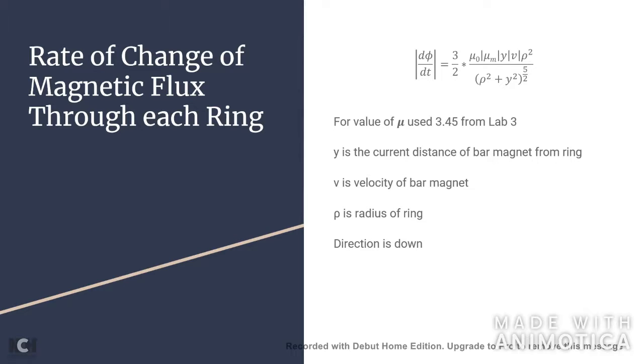In my code, I had to calculate the rate of change of the magnetic flux through each ring. I did this using an equation given from one of our lecture videos, seen on the top. For the value of mu, I used 3.45, which I calculated from our Lab 3. Y here is the current distance of the bar magnet from the ring. V is the velocity of the bar magnet. Rho is the radius of the ring. Here, the direction of d flux dt is down, because the closer the magnet gets to the ring, the greater in magnitude the flux and the field are.